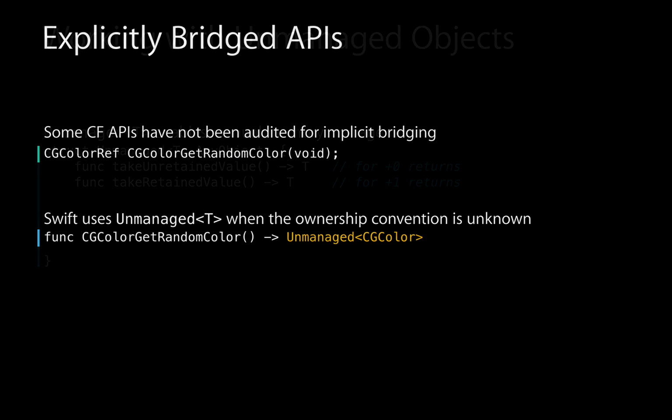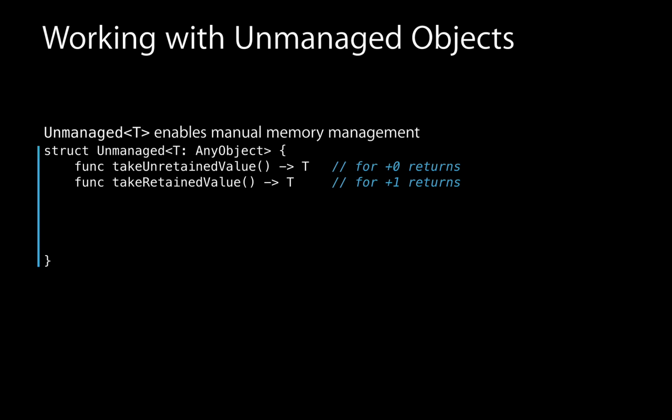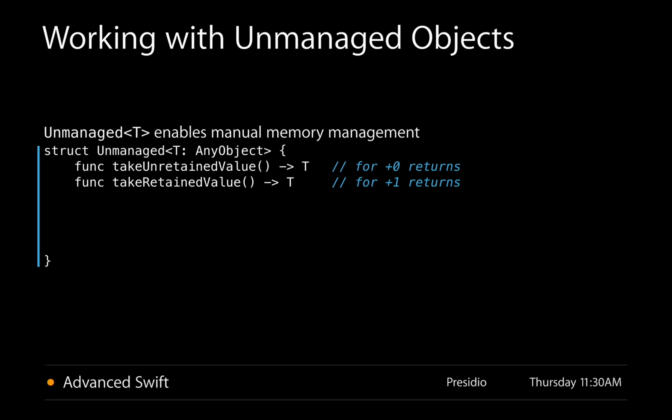So what is this Unmanaged thing? Unmanaged is actually a generic struct over an arbitrary T. Now, the details of generic structs we don't need to go into now. They're covered in the advanced talk, which I highly recommend. What we want to look at right now is just the simple API of this Unmanaged type. We have two core operations: takeUnretainedValue, which you use for +0 returns, and takeRetainedValue, which you use for +1 returns.